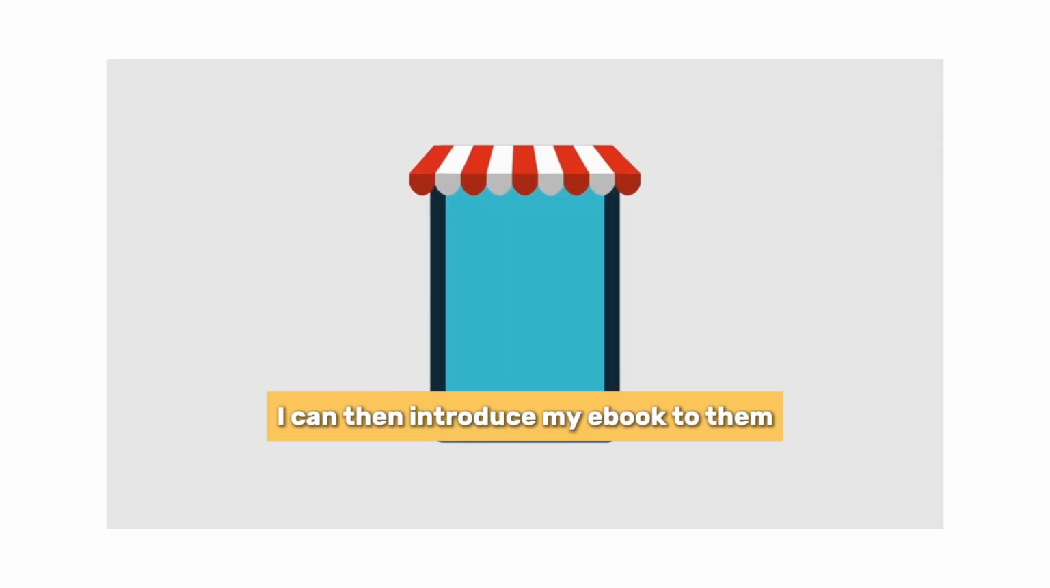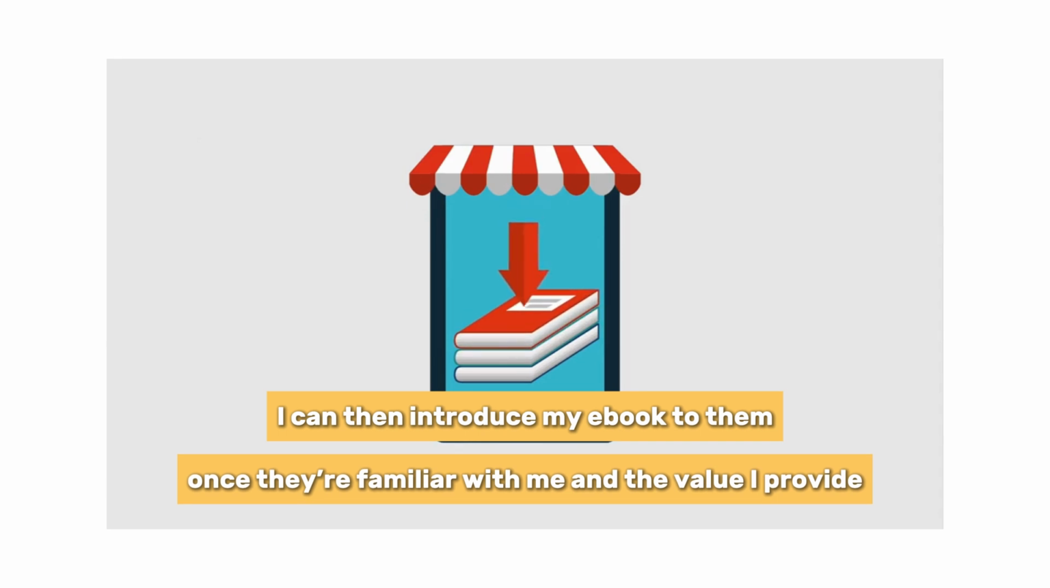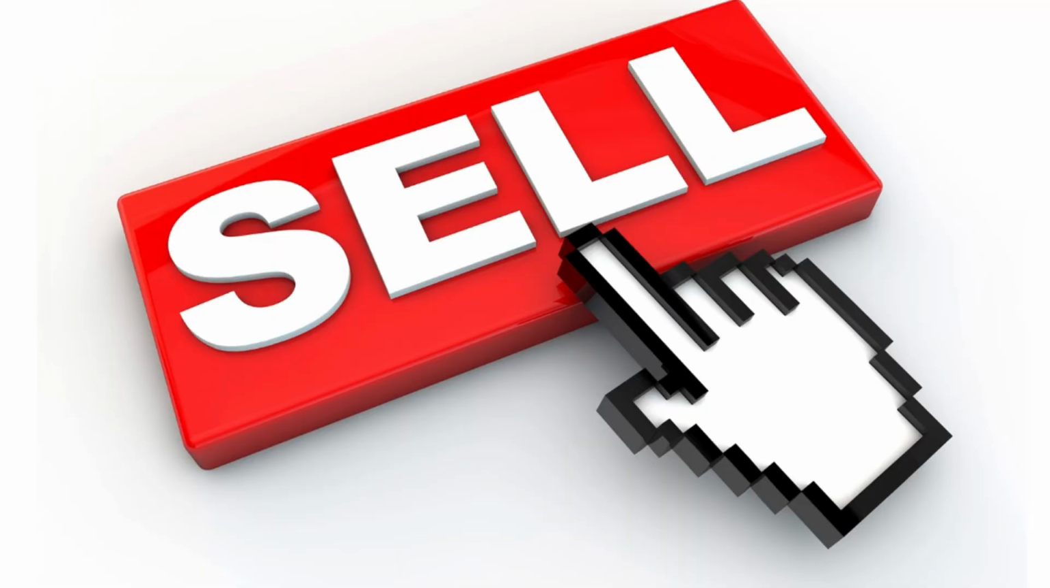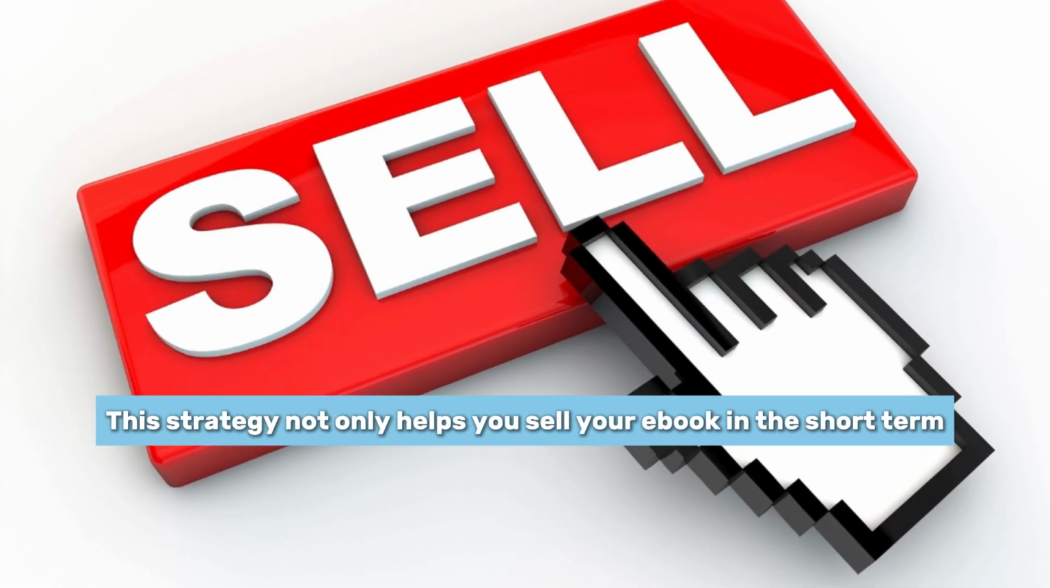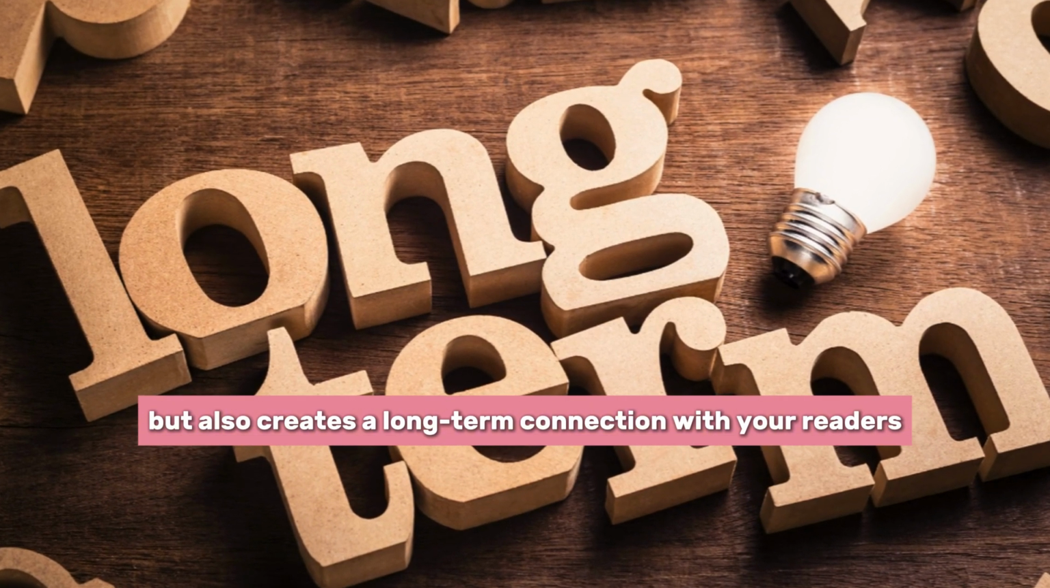So what's worked for me is that I've built a landing page on my blog to get people to opt in for the ebook. So this way I have their contact details and I can then send them an email in order to build that trust with them by talking to them through email. Then once I've built up that relationship with my audience through email, I can then introduce my ebook to them. And once they're familiar with me and the value that I provide, they're more than likely to buy that ebook. Now, a strategy like this not only helps you sell your ebook in the short term, but it also creates a long-term connection with your readers so you can continue to introduce multiple products to them.